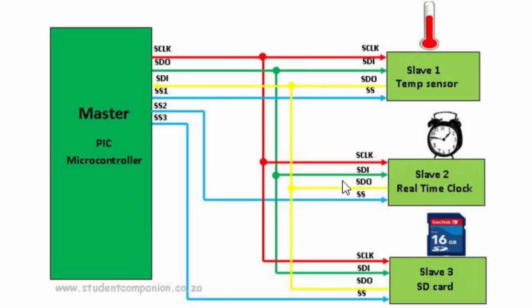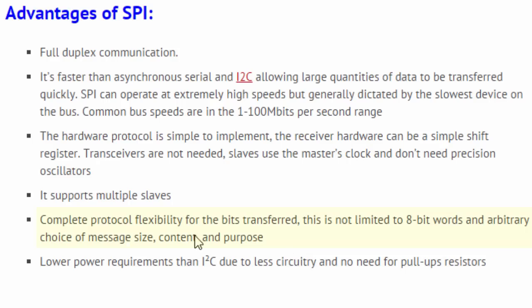As you can see in this demonstration, SPI supports multiple slaves. The other advantage of using SPI is the complete protocol flexibility for the bits transferred. So this is not limited to 8-bit words, and there is an arbitrary choice of message size, content and purpose. Another advantage of using SPI is that power requirement is lower compared to I2C due to less circuitry, and there is no need for pull-up resistors.